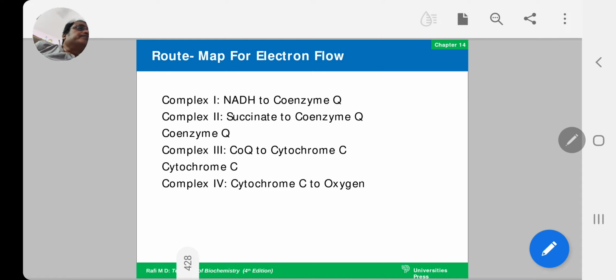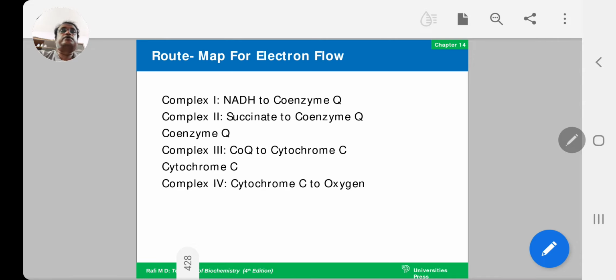So we are seeing that electron flow within these transmembrane complexes leads to simultaneous movement of protons across the inner mitochondrial membrane. Complexes 1, 3 and 4 act as proton pumps, and complex 2 does not participate in proton pumping.